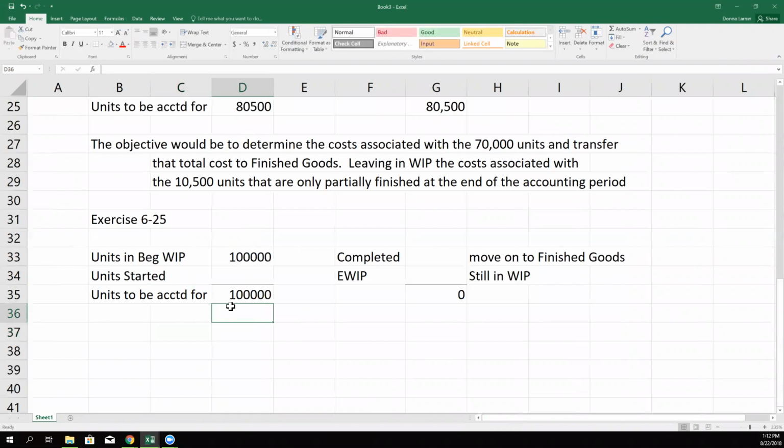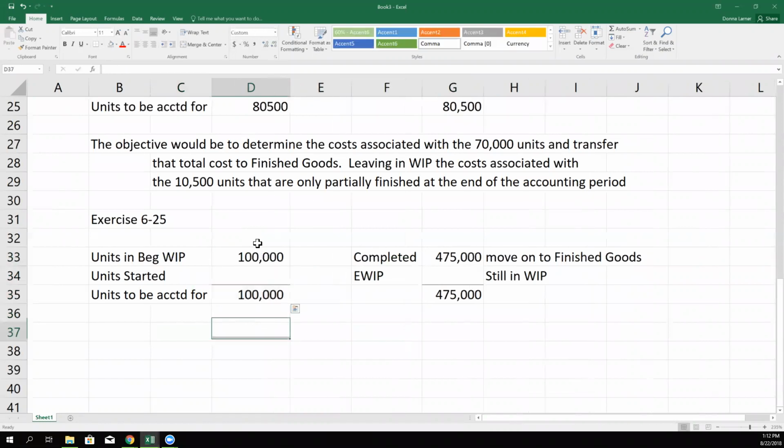Then it also says that we completed and transferred out 475,000 units. Probably a chunk of those are the 100,000 that we had brought over from the prior month. So the first thing that probably would have come off the assembly line is those ones that were partially done that came in from November, were sitting here when December began. They would be the first ones finished. But they weren't the only thing finished, because we finished 475,000 products. So we must have started a bunch more and finished those too.